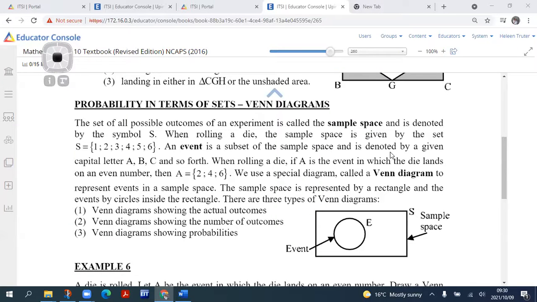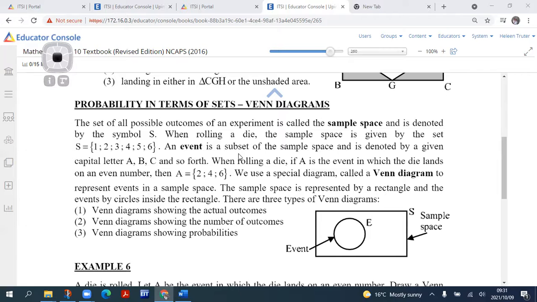Grade 10, Chapter 12, page 260. Probability in terms of sets using Venn diagrams. The set of all possible outcomes of an experiment is called the sample space, denoted by the symbol S. When rolling a die, the sample space is given by the set S equals {1, 2, 3...}. So look at this notation, use curly brackets.